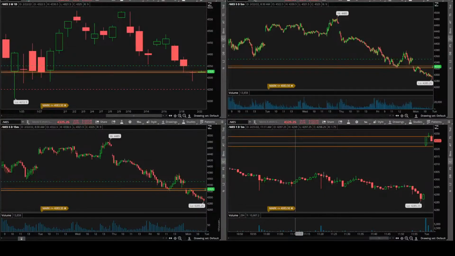And it's obvious that the overall trend, looking at the daily chart, is to the downside. Really, the question becomes when do we test those lows down here? That's the million-dollar question, of course.